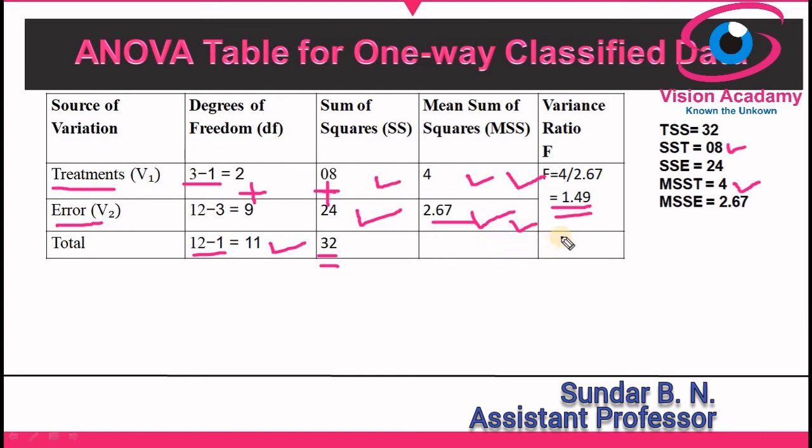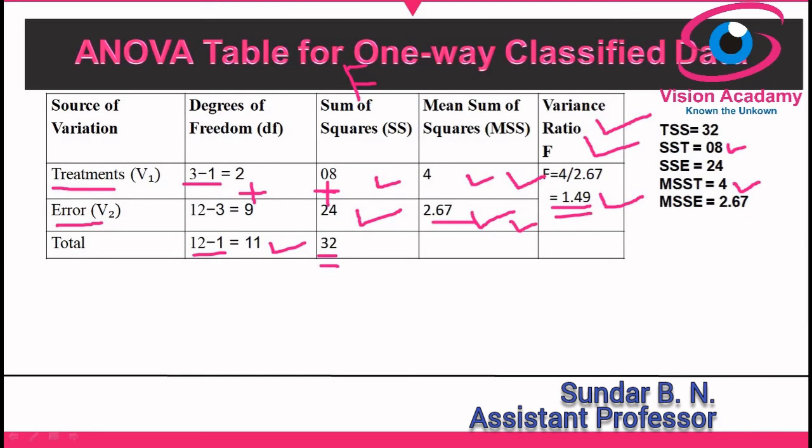Now we have to take a decision. In the decision we have to compare our calculated value, F calculated value. F ratio is the F calculated value. We compare it with the tabulated value. To know the tabulated value, we have to go for F distribution. Since we are doing this with F ratio, we have to see the tabulated value for ANOVA in F distribution. Let us then open F distribution.